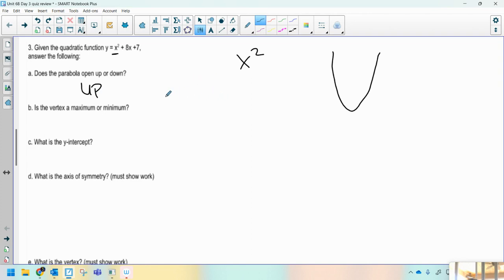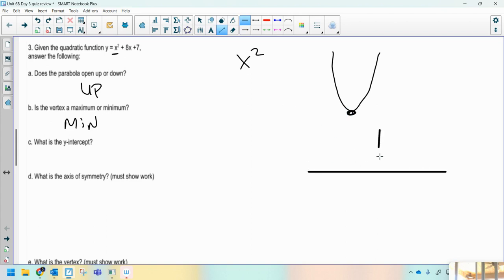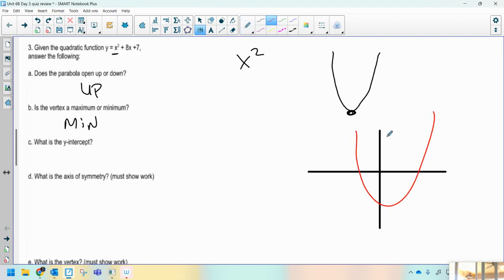All right, the vertex. If it opens up like this, where is the vertex? The vertex is at the very bottom. So the vertex is a minimum. The minimum means the very bottom. What is the y-intercept? Well, we talked about this a little bit. If we draw a little graph here, the y-intercept is where the parabola touches the y-axis. Let me draw it a little better here, because the y-intercept is going to look a little different on this one.